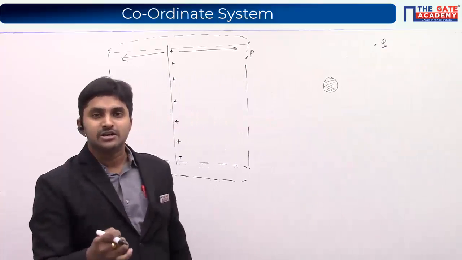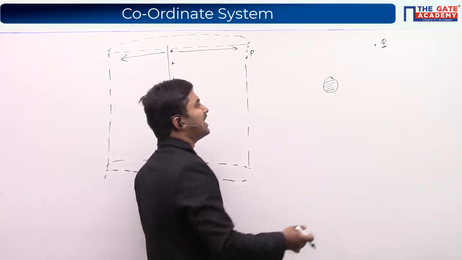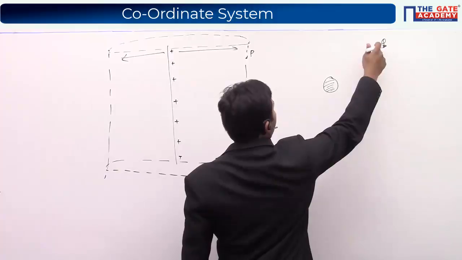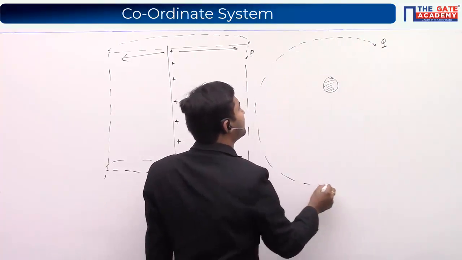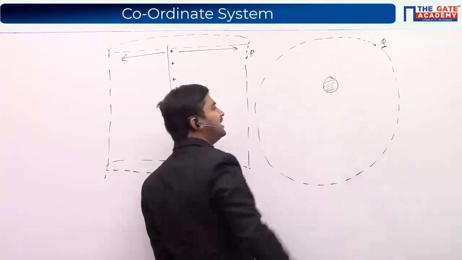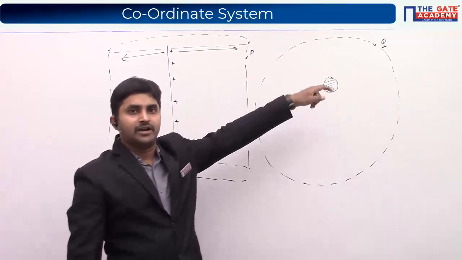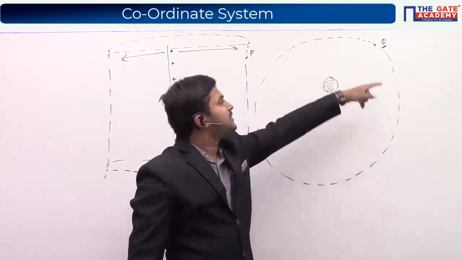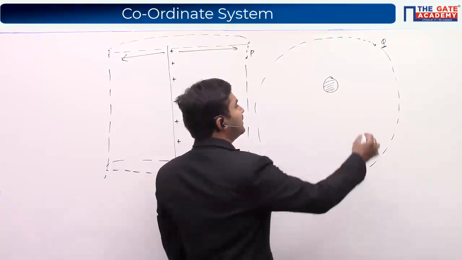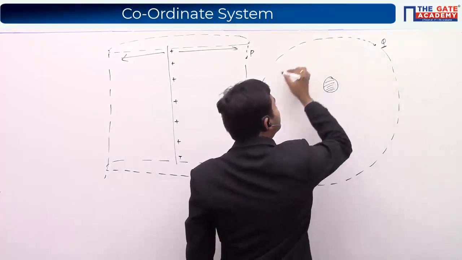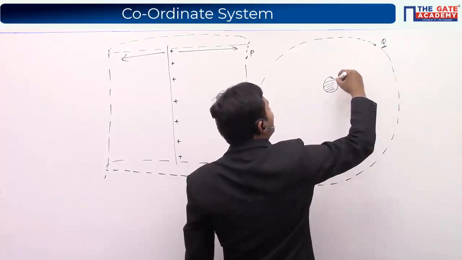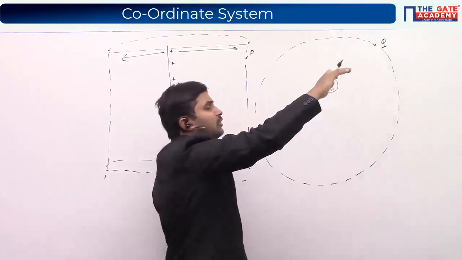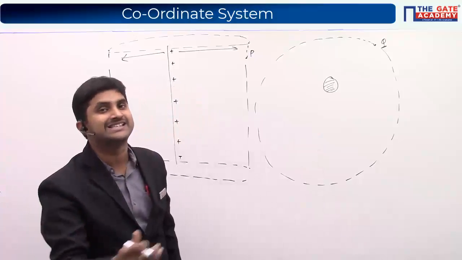I'll be using the spherical coordinate system because I'll consider that this particular point is on my sphere. I will express it in terms of the spherical coordinate system, and thereby I'll try to find out the electric field in the spherical coordinate system. This proves to be easy.